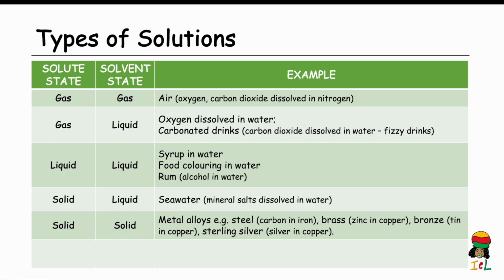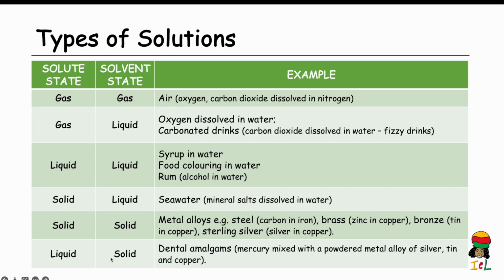And there are many other alloys that exist. And there's also the liquid in solid solution, where the solute is a liquid and the solvent is a solid. An example is the dental amalgam, where mercury, which is a liquid metal, is dissolved in a powdered metal alloy of silver, tin, and copper.